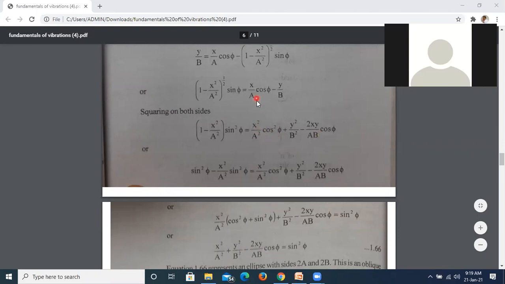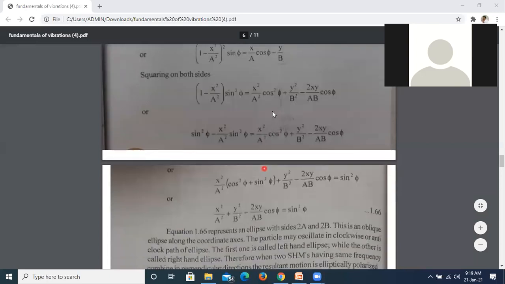According to that, for (x by a minus cos phi) whole square, you will get the first term x square by a square cos square phi plus y square by b square minus 2xy by ab cos phi. Expanding this, we have sin square phi minus x square by a square sin square phi on the left side, equal to x square by a square cos square phi plus y square by b square minus 2xy by ab cos phi on the right side. Bring the x square by a square term to the right side.